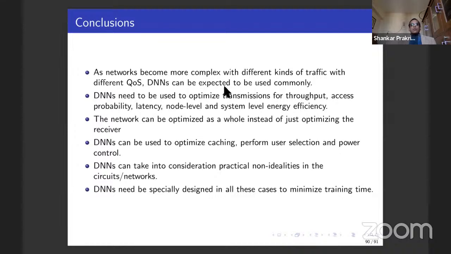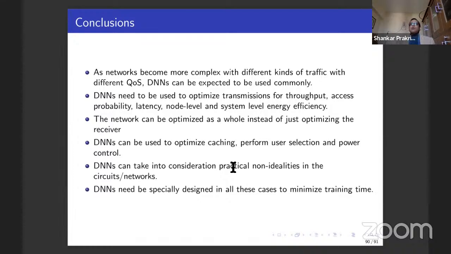A network can be optimized as a whole instead of just trying to optimize each block. You're not trying to optimize a receiver or a transmitter. Your whole transceiver can be optimized if you use DNNs. We have seen one such example. And I also discussed one DNN and its application to caching. So you can reduce the cache miss probability and reduce the time required to access a file. Right? And DNNs can also be used for practical non-idealities in circuits.